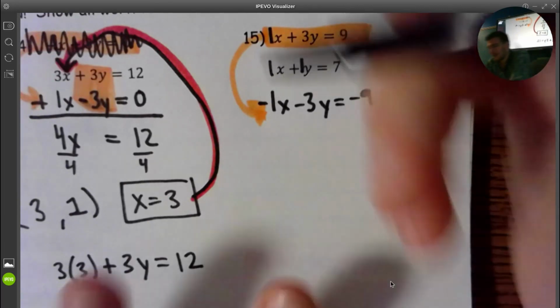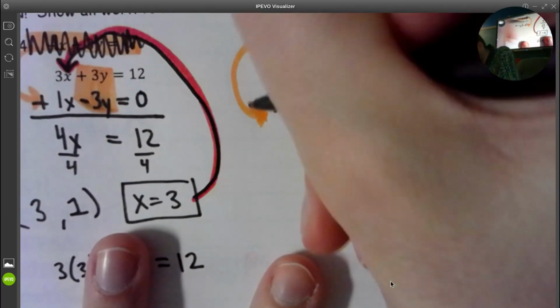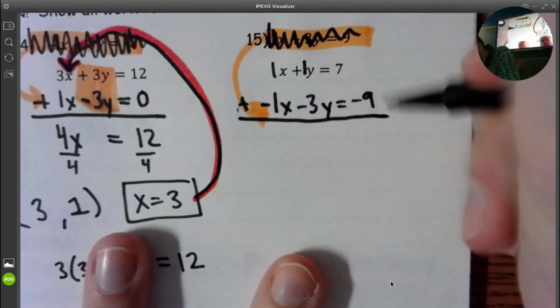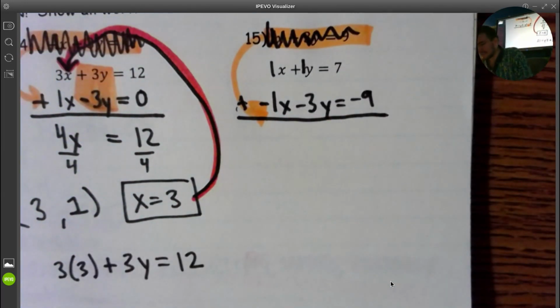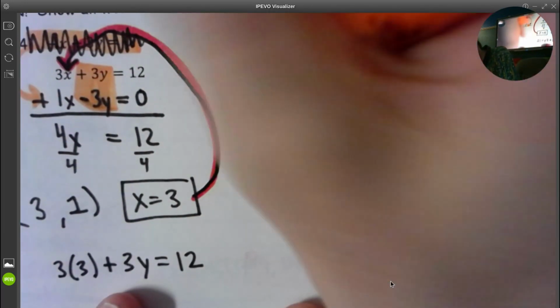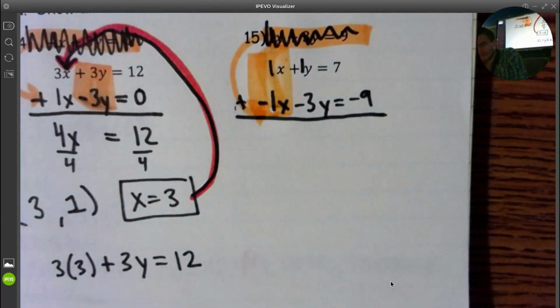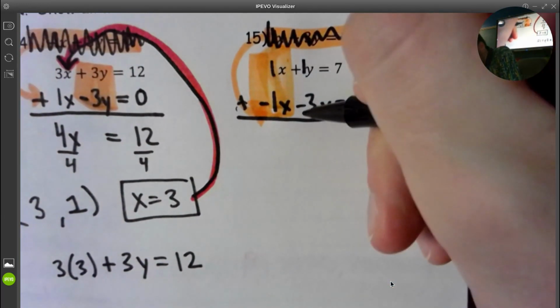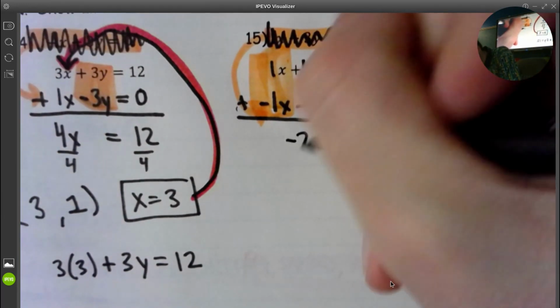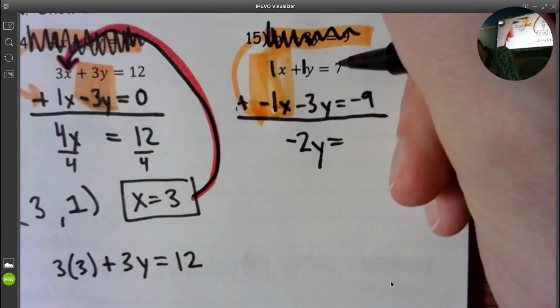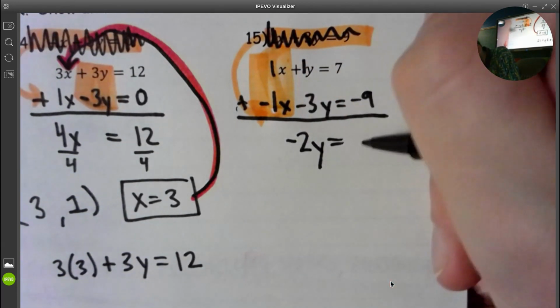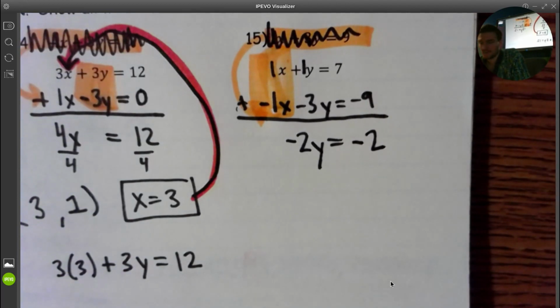Now that I've rewritten it, I'm going to go ahead and scribble this out. I'm going to put a plus. 1 minus 1, that is exactly what I wanted. I did this on purpose. 1 minus 1 is 0. 1 minus 3 is negative 2. And 7 minus 9 is also negative 2.